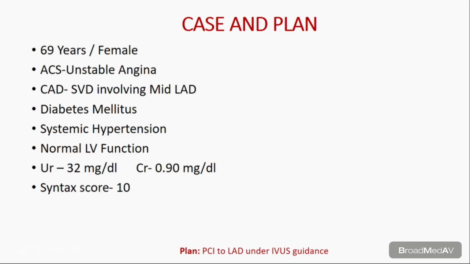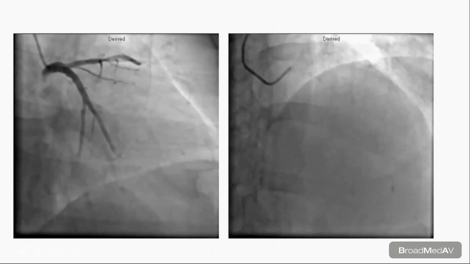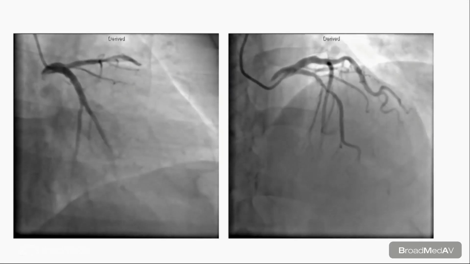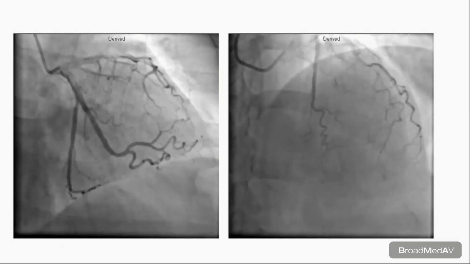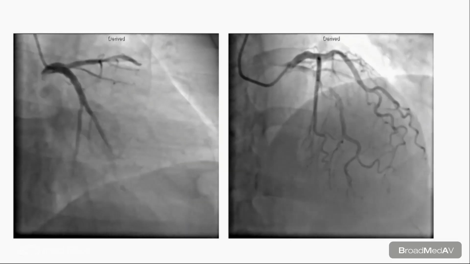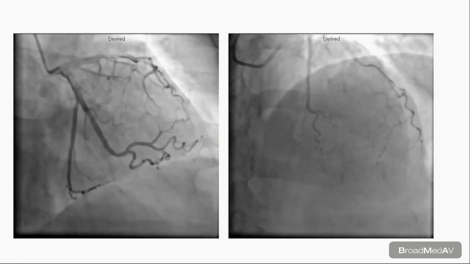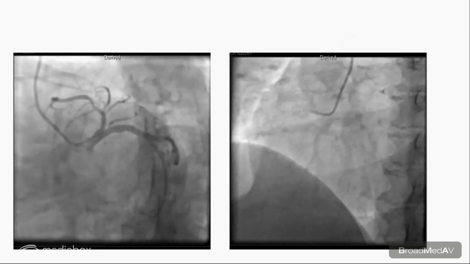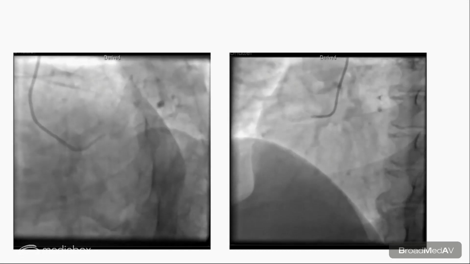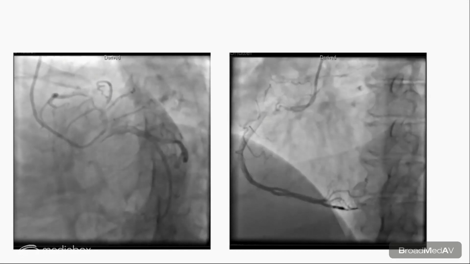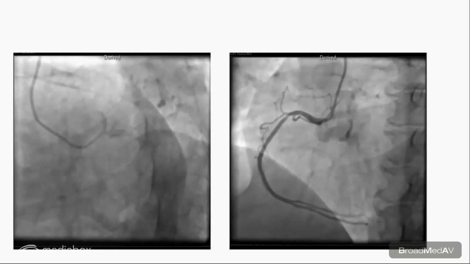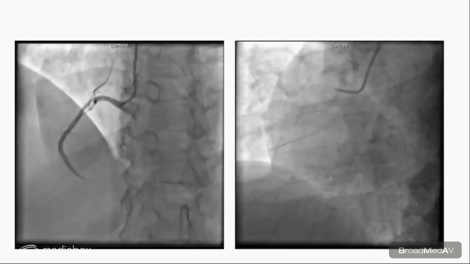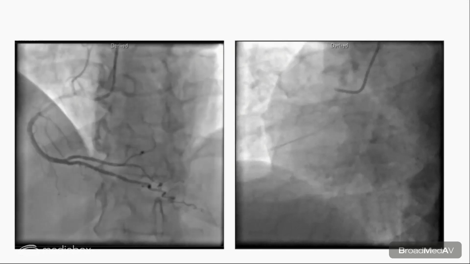The imaging tool today is IVUS. This is the angiogram with the epicaudal view as well as a PA cranial view, which shows the mid LAD calcified disease with good TIMI 3 flow. RCA is dominant with very mild plaquing noted in the proximal RCA, and here we had to go ahead with the PTCA to the LAD.